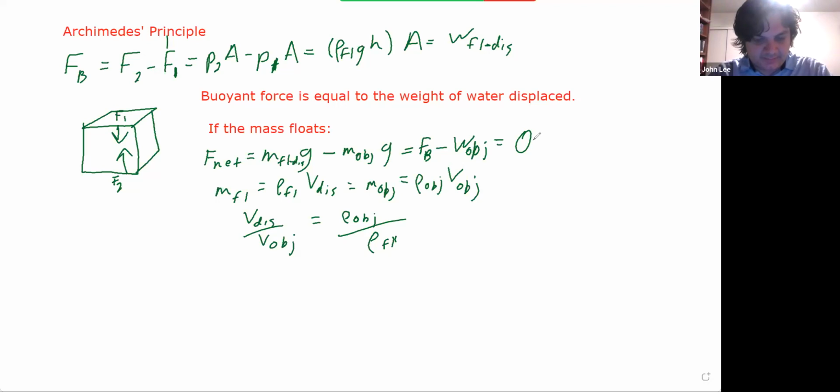For some reason, I don't have that written down, but what this means is that if you have a mass with density lower than the density of the fluid that you're going to be in, then less volume will be displaced than the volume of the object. So it will float, and then the volume of the displacement over the volume of the object will be able to tell you what the relative densities of these two objects are.